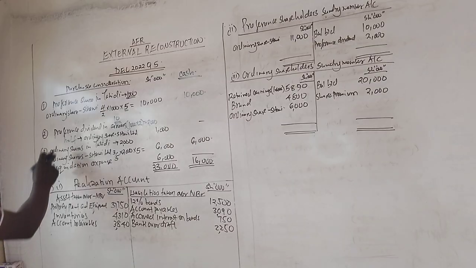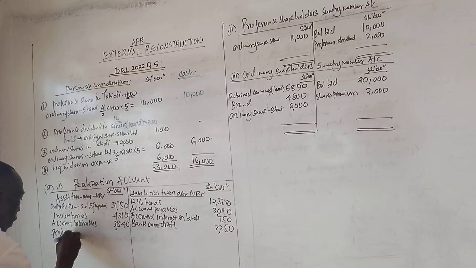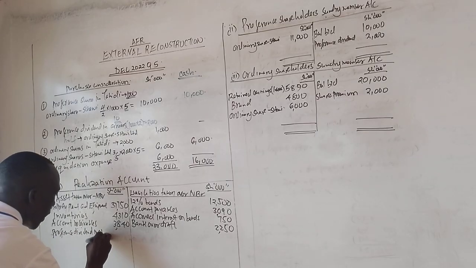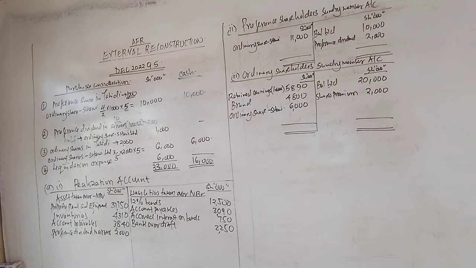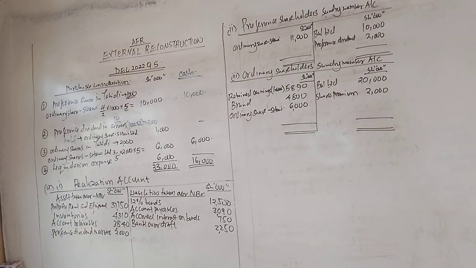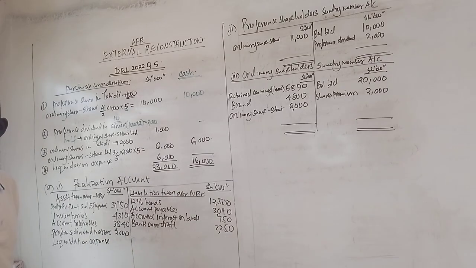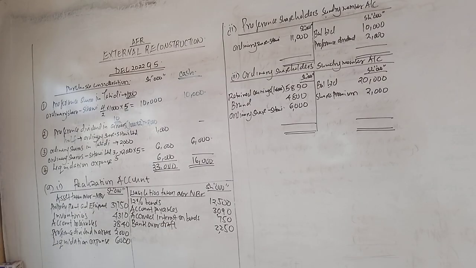Then from there, we are also going to debit unrecorded liability. The unrecorded liability is the preference dividend, which is not recorded. So we are going to talk about the preference dividend in arrears. They were worth 2,000. Then also we have the liquidation expense, which should be capitalized. Liquidation expense amounting to 6,000.